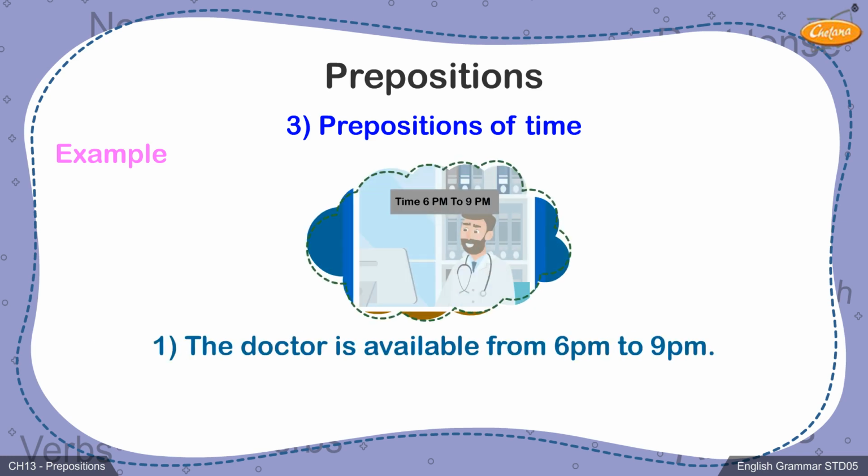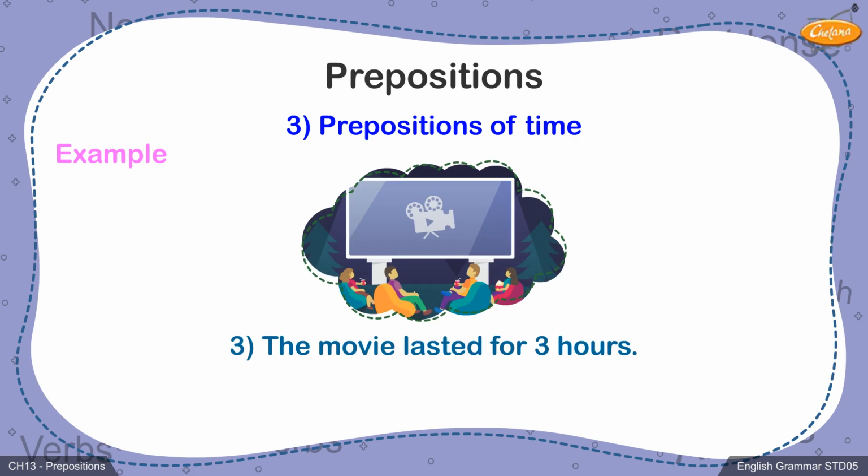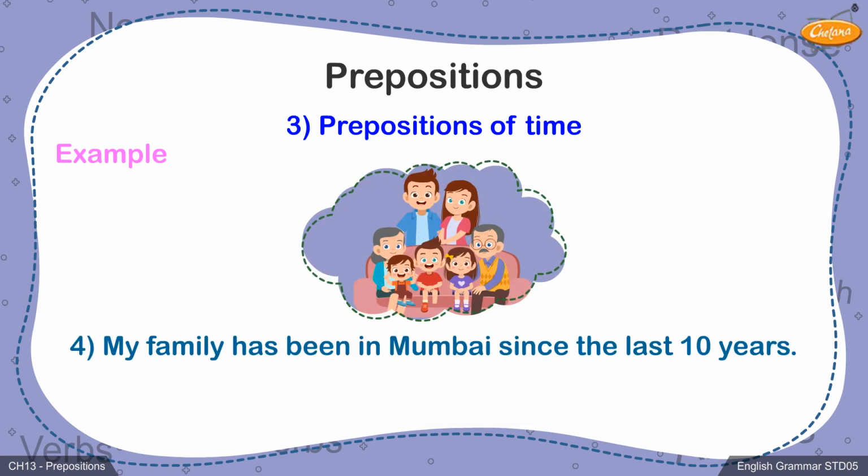The prepositions from and to show that the doctor is only available during that time. The prepositions before and on show that I can only meet before 6 on Monday. The word for in the third example indicates the duration of the movie. Similarly, in the last example, the preposition since tells us that the family has lived in Mumbai for a period of 10 years. These words indicate time and hence are called prepositions of time.